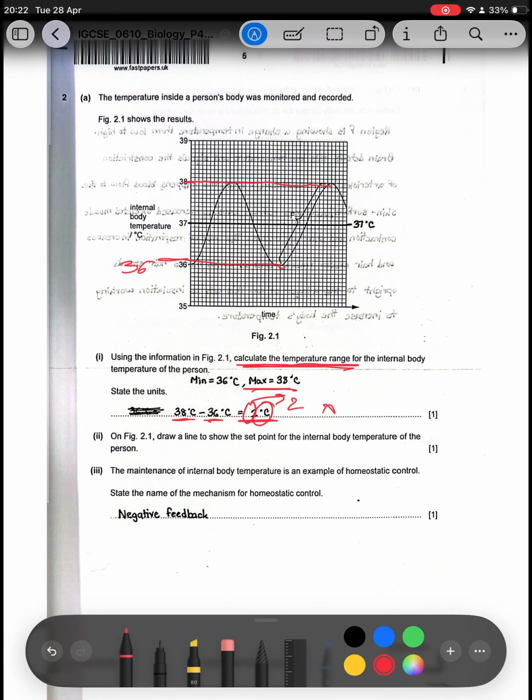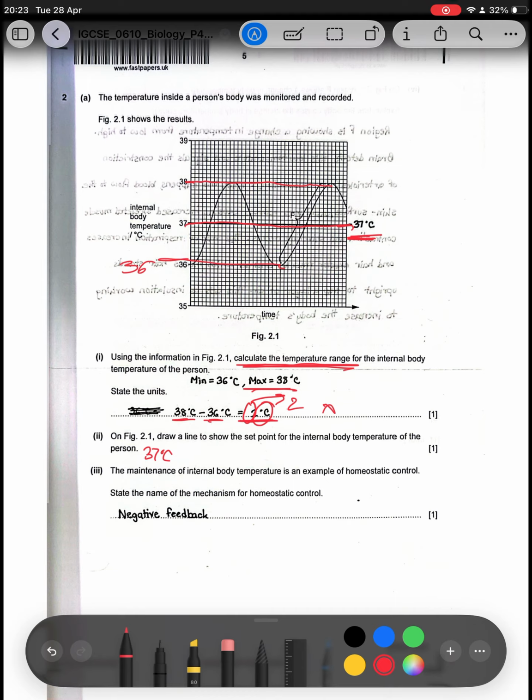Okay, on figure 2.1, draw a line to show the set point for the internal body temperature of a person. So you draw a line straight from here and indicate it, which is 37 degrees Celsius.